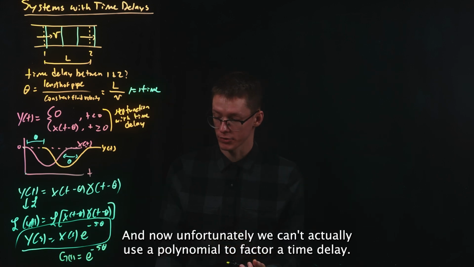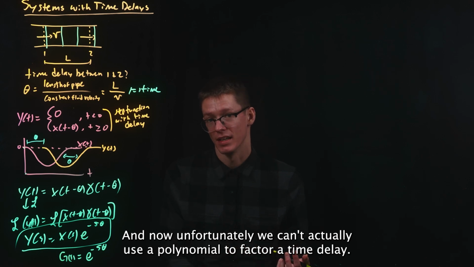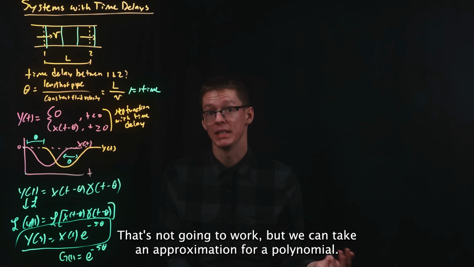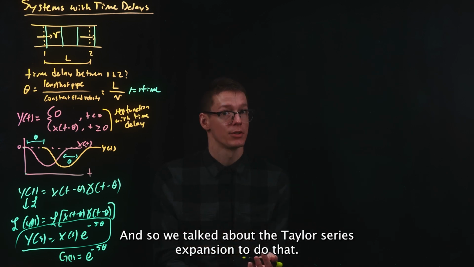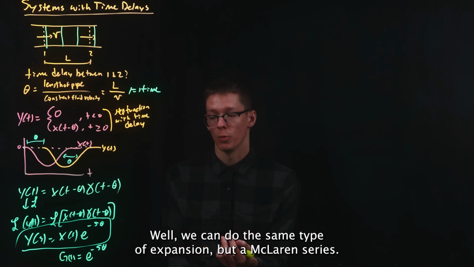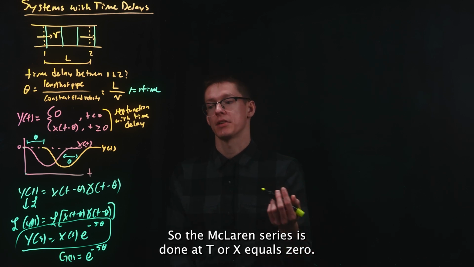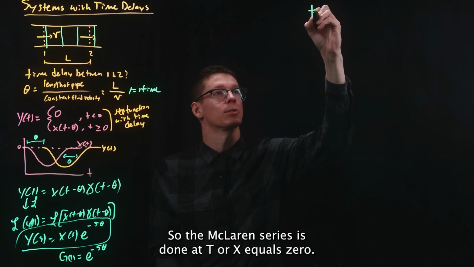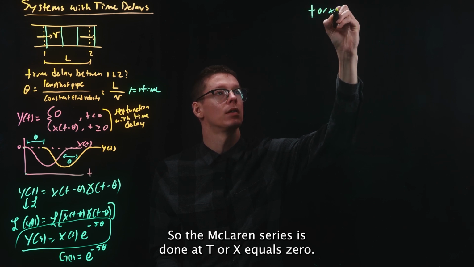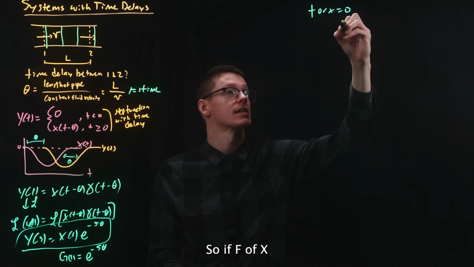Now, unfortunately, we can't actually use a polynomial to factor a time delay. That's not going to work. But we can take an approximation with a polynomial. We talked about the Taylor series expansion to do that. Well, we can do the same type of expansion, but as a Maclaurin series. The Maclaurin series is done at x equals 0, so essentially it's just the function at 0.